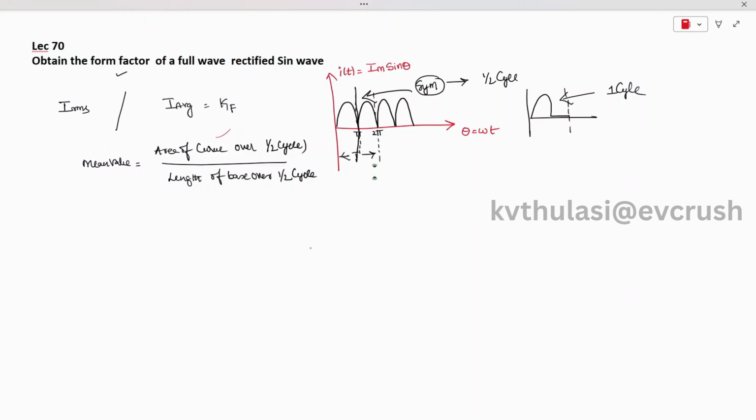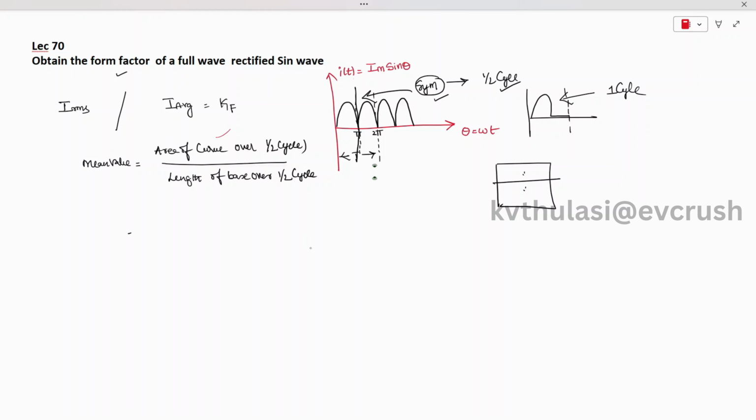So symmetrical means you can take the example of a laptop. Okay, so this is your laptop. When you fold it in two halves, both are the same. When you fold this waveform with respect to the y-axis and it is the same, then it is called symmetrical. So this given full wave rectified sine waveform is a symmetrical waveform, therefore you have to do it only for half cycle.